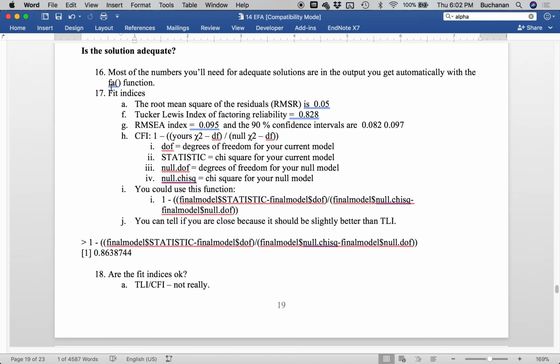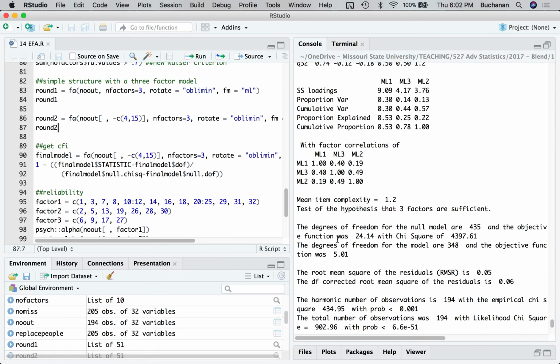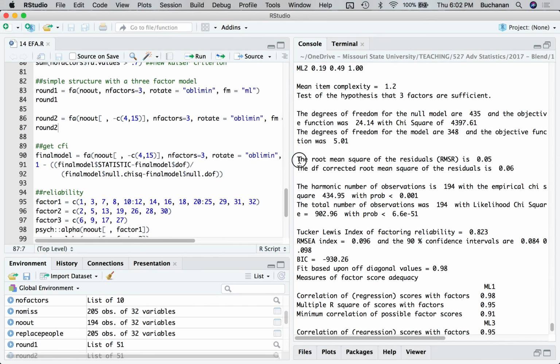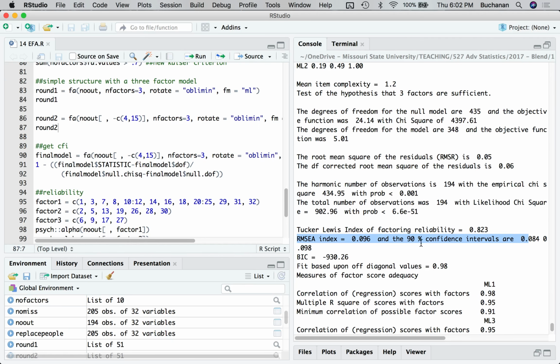Now let's look at fit indices. The root mean square of the residuals was 0.05, and that's pretty good. And where you find that is somewhere here in the middle. Root mean square of the residuals, RMSR. We're also going to look for RMSEA, or root mean squared error of approximation, 0.096. So that's in the acceptable range. And that confidence interval is completely in the acceptable range, so that's good, 0.084 to 0.098.